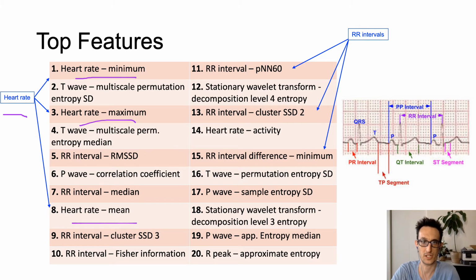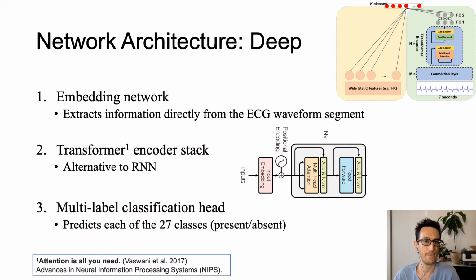The other types of features were RR intervals. So remember I mentioned the distance between the QRS complexes, the peaks in this recording. That is referred to as the RR interval. And these features look at various information about how variable that RR interval is. And then finally, the other types of features that were picked up on were entropy features about the various peaks and waves in the signal. So that was the wide features.